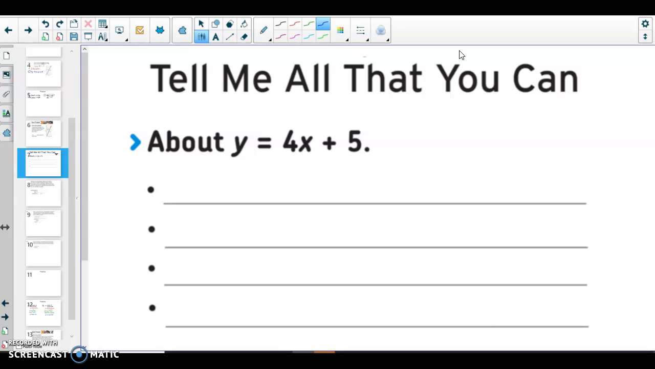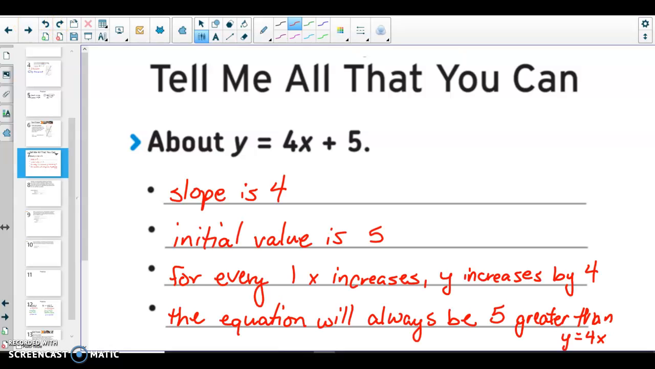So, anyway, we're going to go ahead and start here. It says, tell me all that you can about this equation y equals 4x plus 5. Well, I'll give you a chance to think. Okay, chance over. Let's talk about what's happening here. Here's some stuff that I came up with.